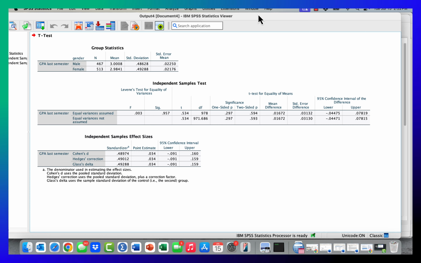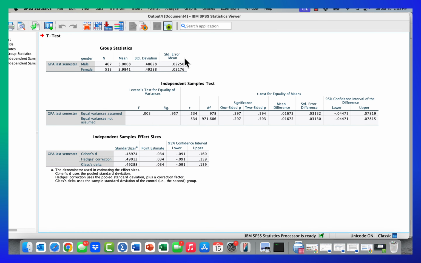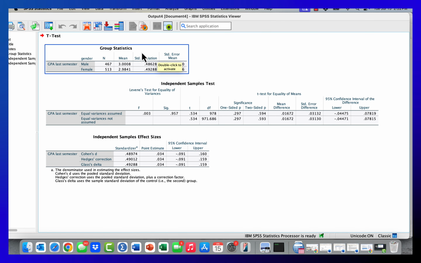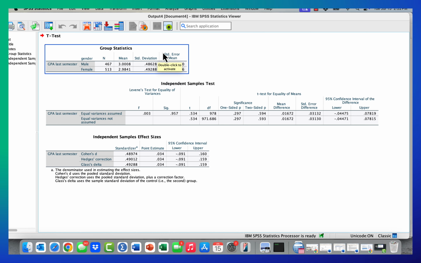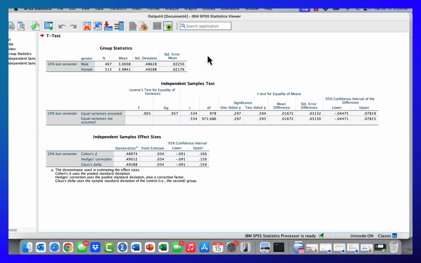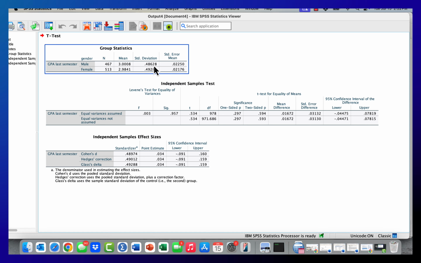Okay, so once again, our output looks pretty similar to our one sample t-test. First of all, SPSS will give us the descriptive statistics for our analysis. And here, because we're comparing men versus women, it split out male versus female: the n, the mean, the standard deviation, and again, the standard error of the mean, which is calculated by dividing each group's standard deviation by the square root of n. So you could calculate that by hand if you wanted.